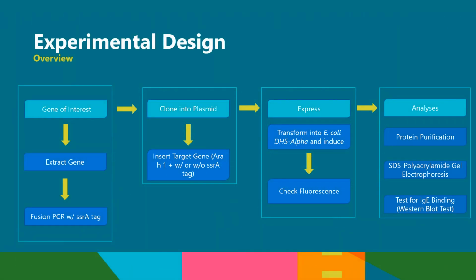This is my general overview of how my experiment would be set up. Hopefully it's somewhat clear, but for the first step, I would extract my gene of interest, which would be the ARA-H1 protein, from the peanut plant, and then use fusion PCR to attach a SSRA degradation tag to the DNA sequence of the gene.